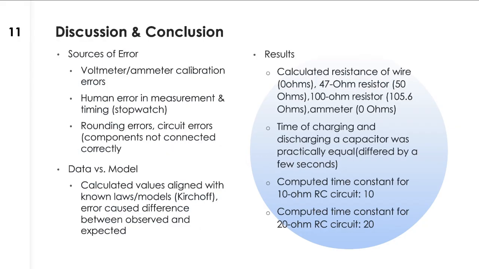So, sources of error: the voltmeter and ammeter are likely not calibrated right. There was human error in measurement, and maybe circuit components weren't connected properly, especially in the RC circuit. Overall, though, the data and the results are as follows.